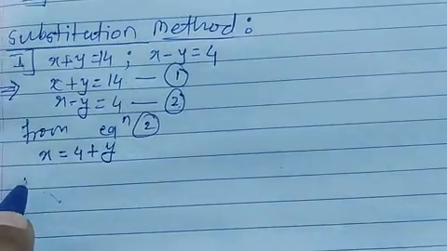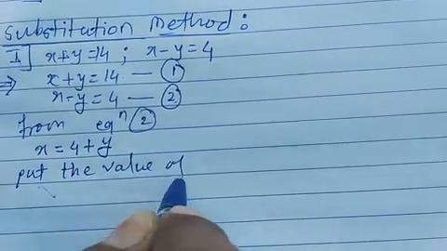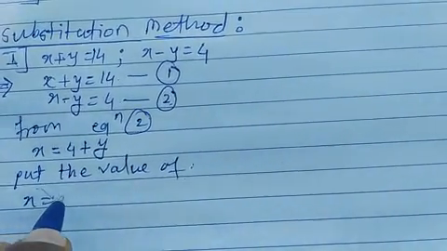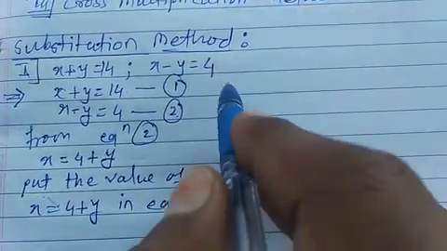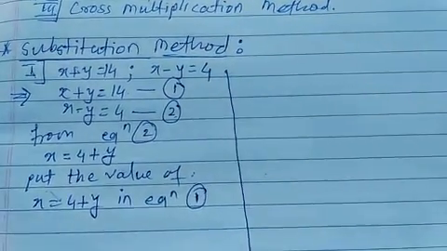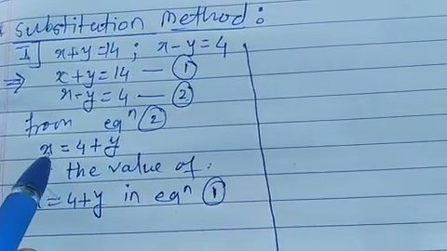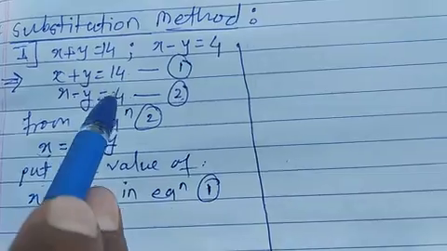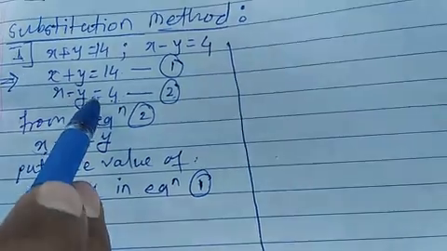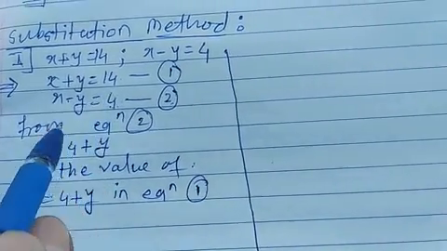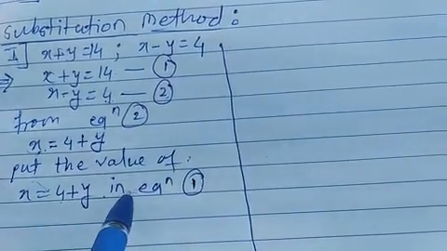Now I will put the value of x equal to 4 plus y in equation first. As we have obtained this value of x from equation second, we will put the value of x in equation number first. Whatever value of x we have obtained from equation second, we do not put it back in second, we put it in equation number first. So, put the value of x equal to 4 plus y in equation first.